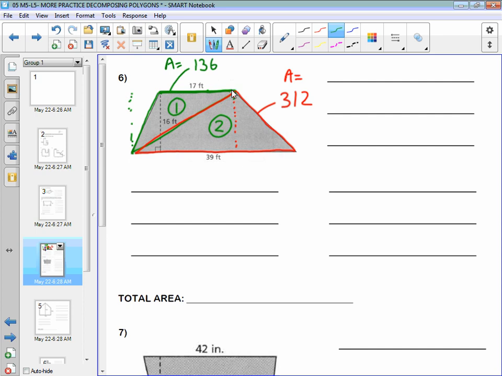What about the red triangle? Are you good with that? Base is 39, height is that same 16. Split it in half, you get 312. But I'm still not done. I got to add it together.